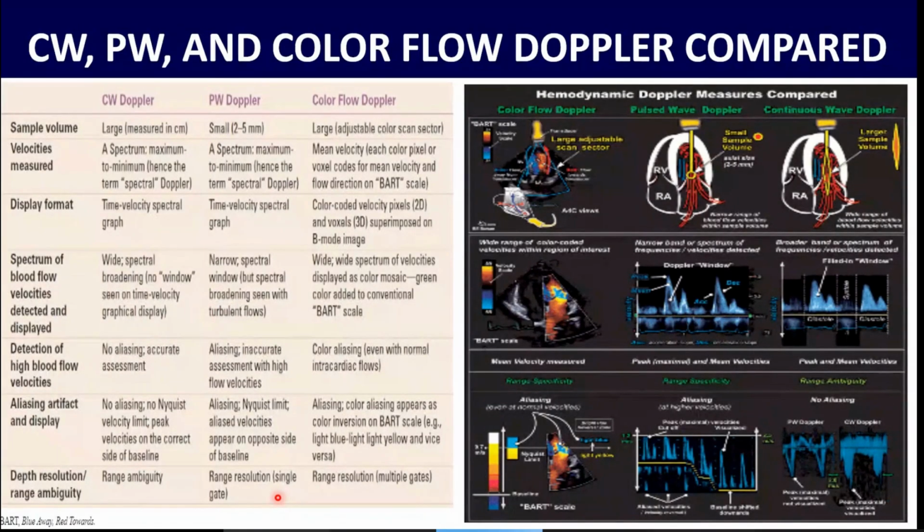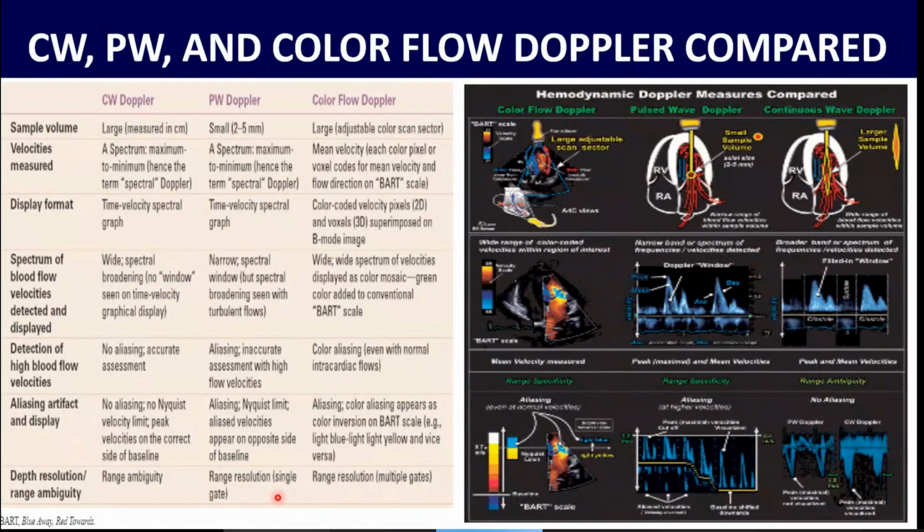Then in continuous wave Doppler, there are 2 piezoelectric crystals, one continuously sending the echo waves, the second receiving the echo waves. So you can determine high velocities across stenotic valves using continuous wave Doppler, but at the cost of losing the depth perception. Where is the velocity change occurring? It will not tell us exactly.